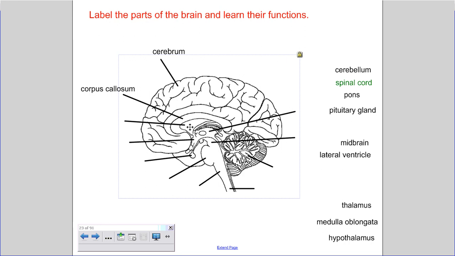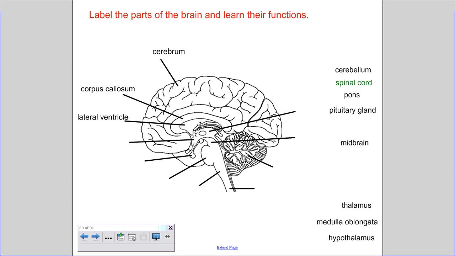Just below that is one of those spaces that we talked about yesterday. It's called the lateral ventricle. And it is going to hold within it some cerebral spinal fluid, and it also helps to produce cerebral spinal fluid.